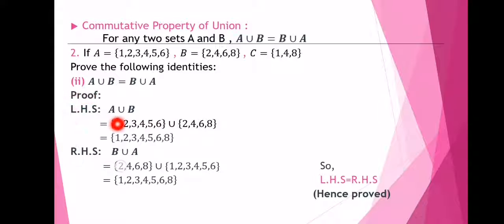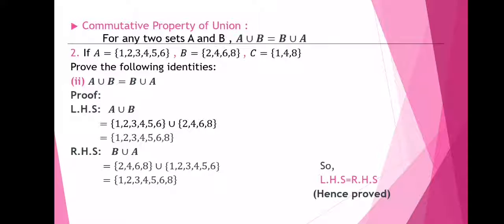On the left hand side we have A union B. So we are going to write A first, then union and then B. The union of these two sets will be {1, 2, 3, 4, 5, 6, 8}. Similarly, on the right hand side we have B union A. So B union A will also be {1, 2, 3, 4, 5, 6, 8}, which shows that left hand side is equal to right hand side. So if we are finding A union B or B union A, it won't affect the result. Their union will remain the same.